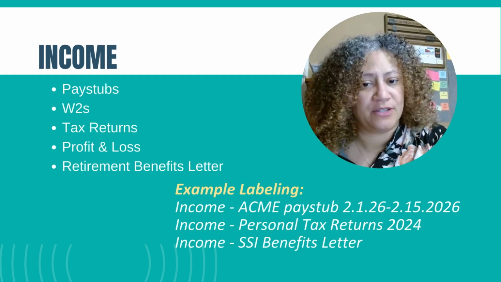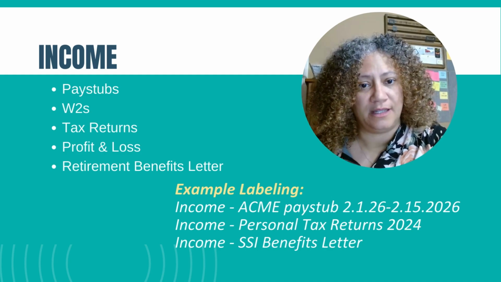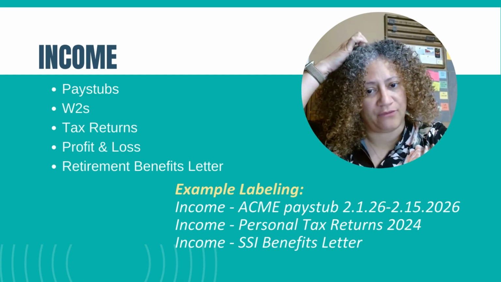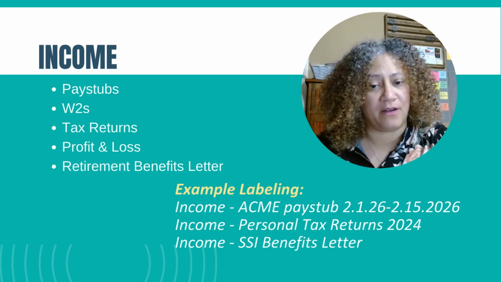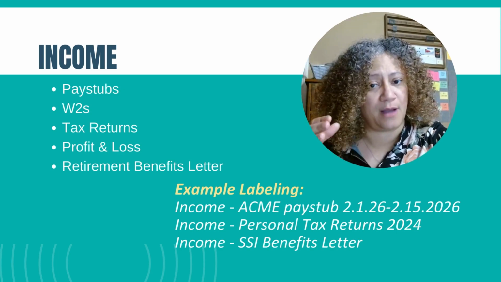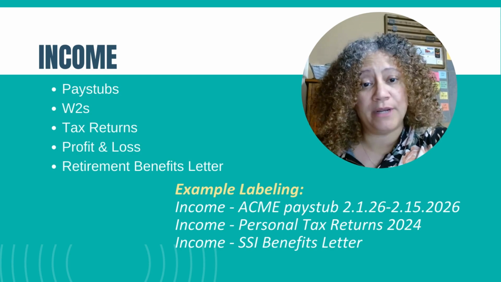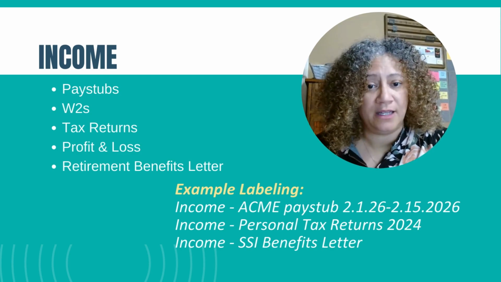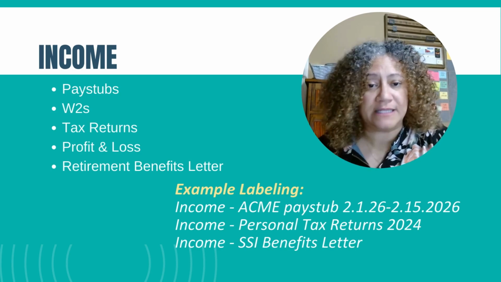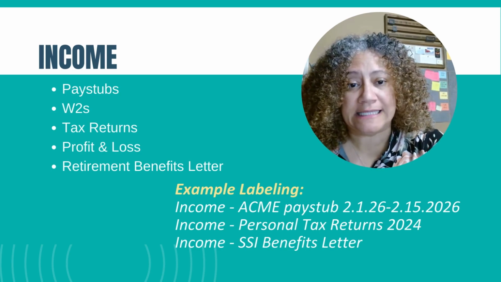And then here's some labeling examples as well. You always put the bucket first, what bucket you're going to put it in, income, and then the name of the document. So if they're working for this company, I usually put the company name or even a shortened version of it in case they have more than one job. They've got their personal tax returns, they might have business tax returns, etc.